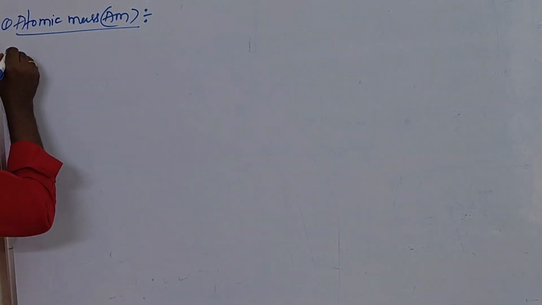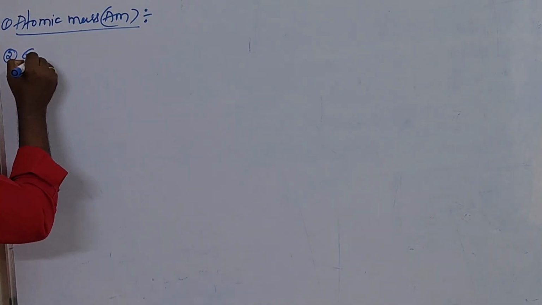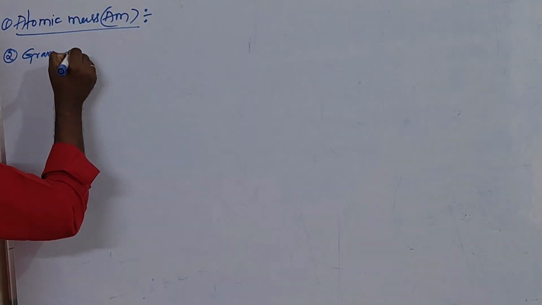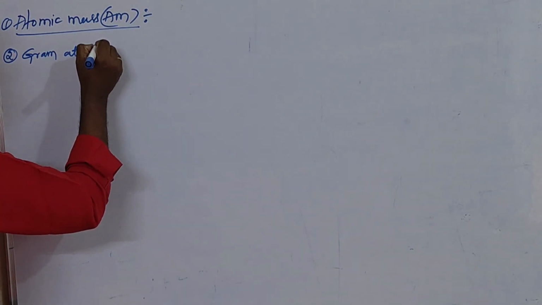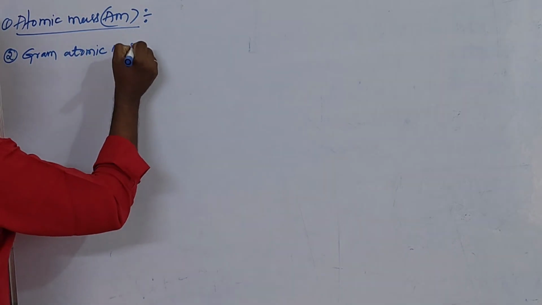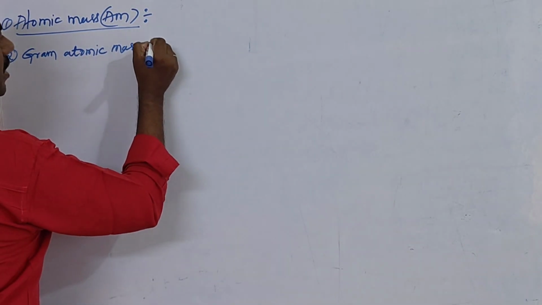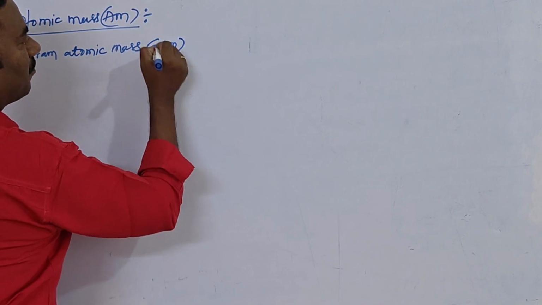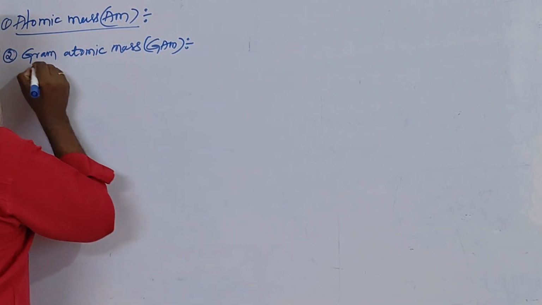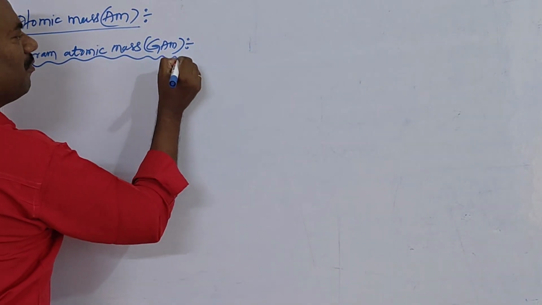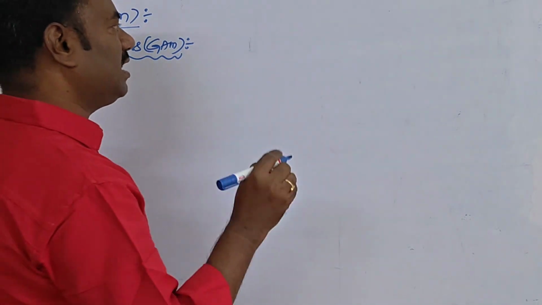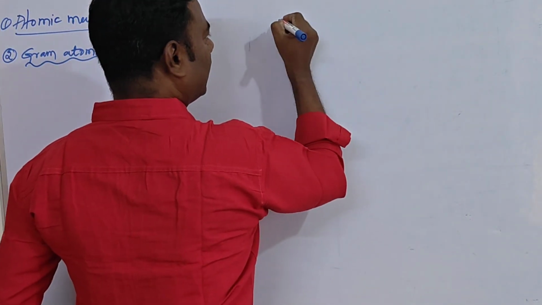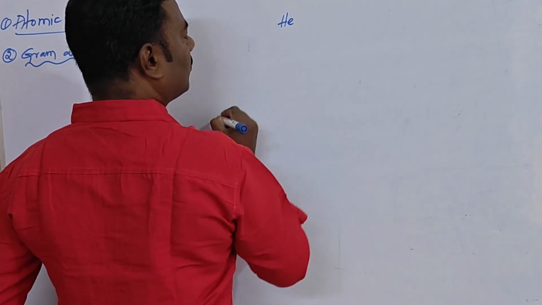Second one is gram atomic mass, which is indicated with GAM. These two terms I want to explain by taking one example: helium.